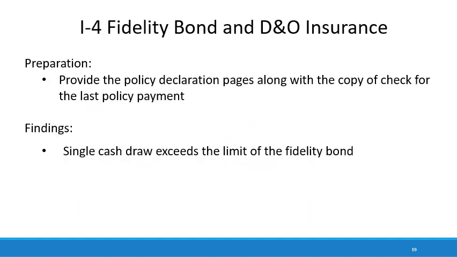Moving on to fidelity bond and directors and officers insurance. What we ask of you is to provide the current policy declaration pages along with a copy of the check that you made for the last policy payment. One of the things we find is that the single cash draws exceed the limit of the fidelity bond. So, for example, if your bonding insurance is $100,000, any single cash draw should not exceed $100,000.